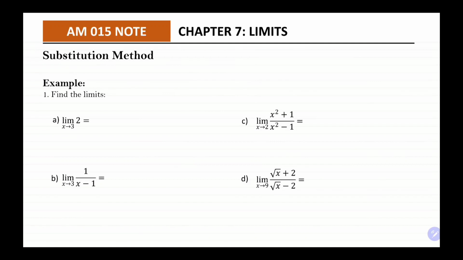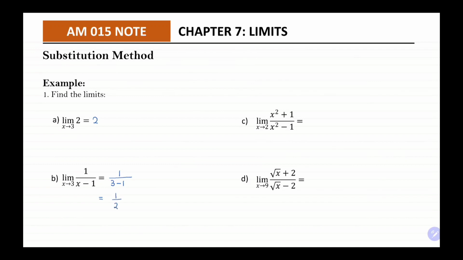Okay, now we go to substitution method. Example number 1, find the limits. A, limit x approach 3 of 2. Since this one doesn't have x, we just copy 2. B, limit x approach 3 of 1 over x minus 1. This function we have x, so we substitute: 1 over 3 minus 1, so equals 1 over 2.